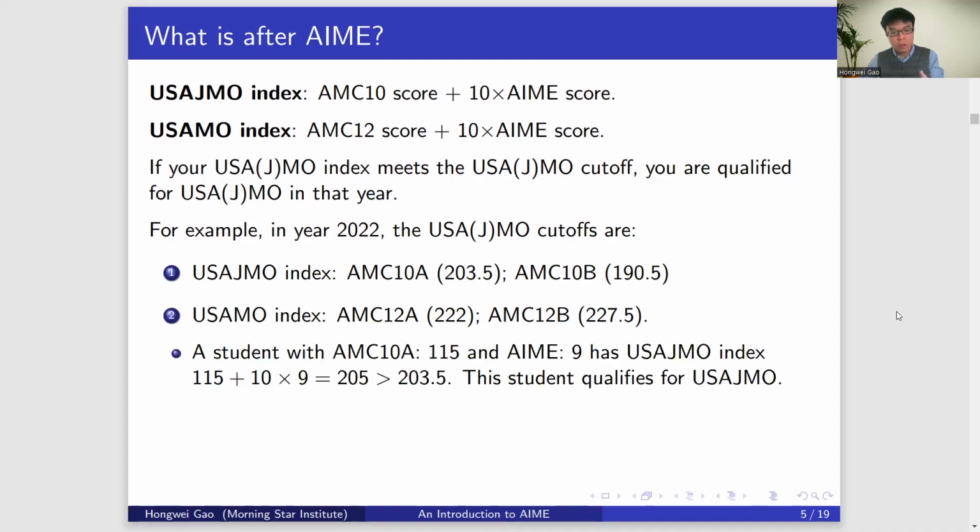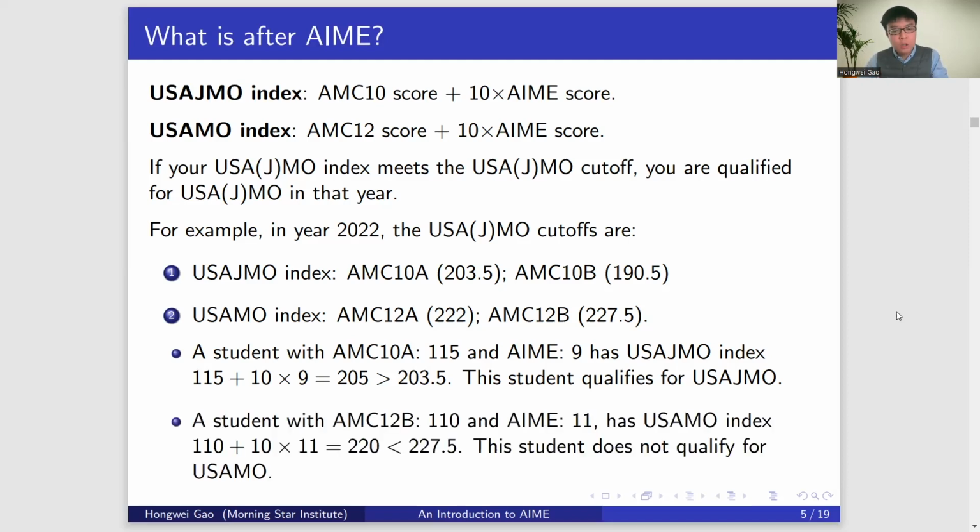Suppose a student took AMC 10A and got a score of 115, and he participated in the AIME test and answered 9 questions correctly. Now, this student will have the USA-JMO index of 115 plus 10 times 9 equals 205. It is greater than 203.5. So this student qualifies for USA-JMO.